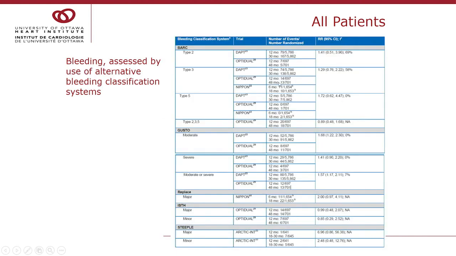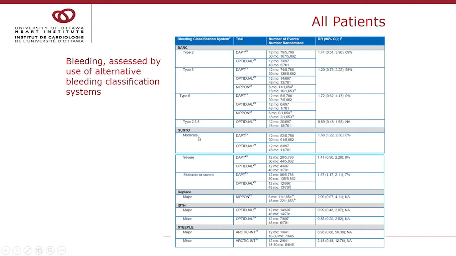As we all know, there's a number of different definitions and classifications and so forth for bleeding. Here's the full list that we found when we went through the papers, and you can see the results. For BARC type 2, 3, 4 and combinations, 2, 3, 5 and combinations of 2, 3, 5, you'll see that there's no statistical significance. Okay, the confidence intervals all include 1.